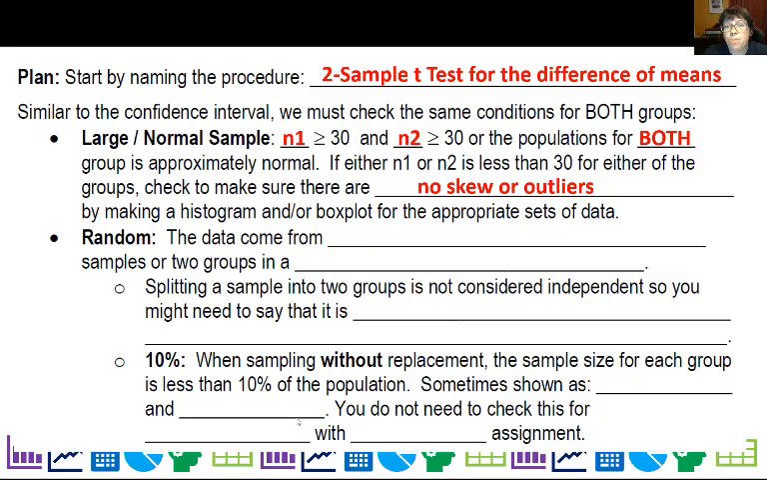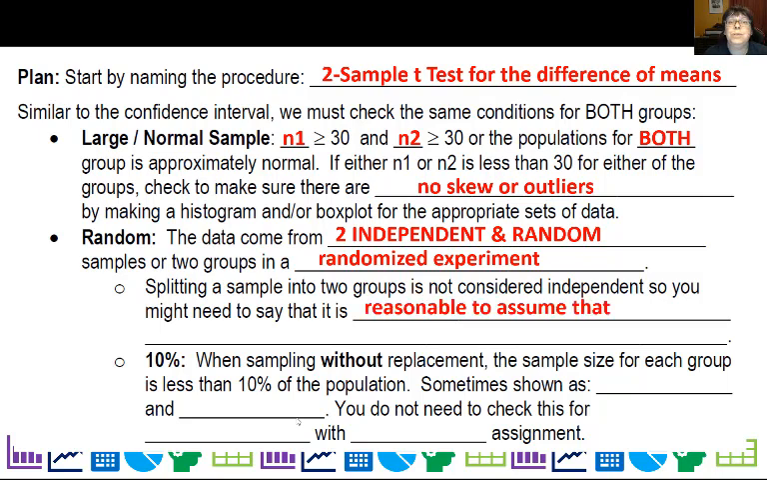All right. Random. Make sure that the data come from two independent and random samples. If it doesn't say independent or random, you want to include those words in there. Or if they come from two groups in a randomized experiment, you're fine. Now, splitting a sample into two groups is not considered independent, and I have seen that on a free response question before. So you might need to say it's reasonable to assume that they're independent.